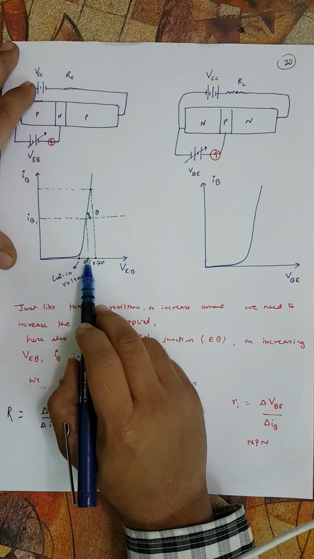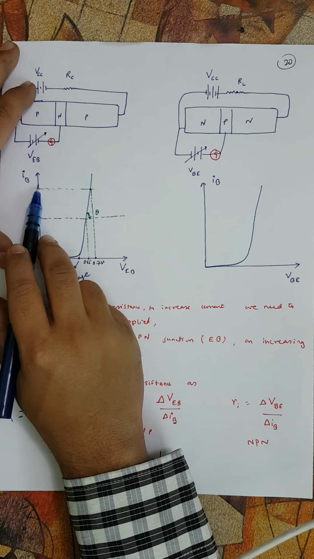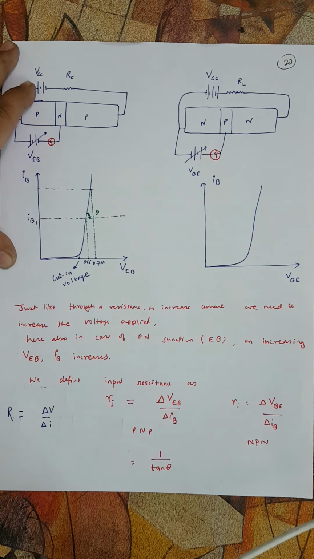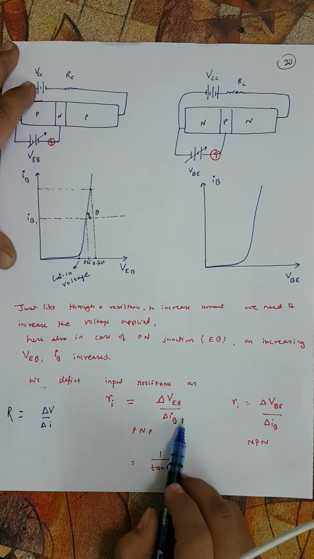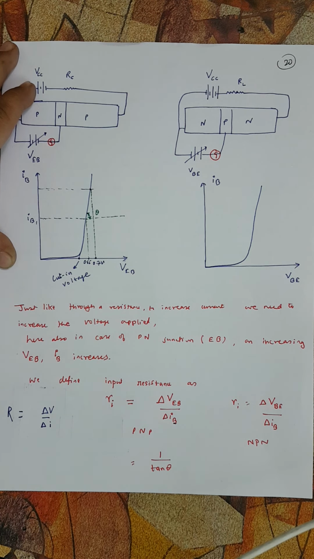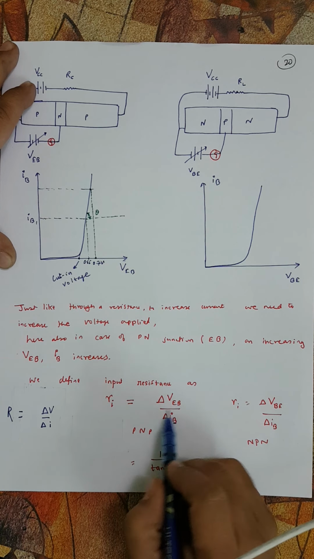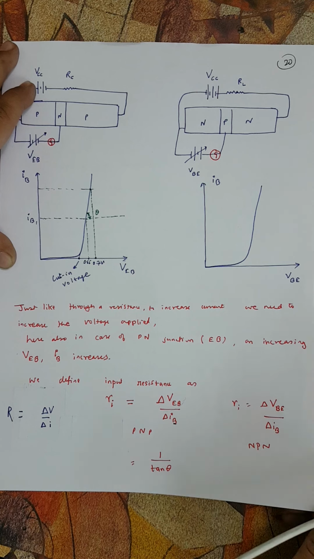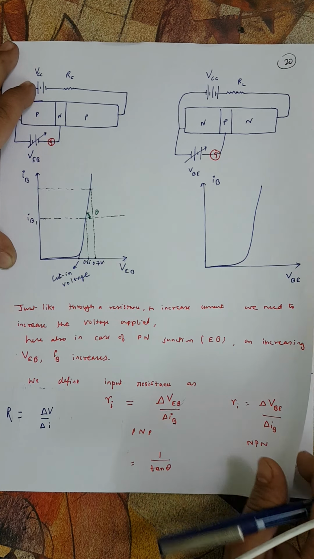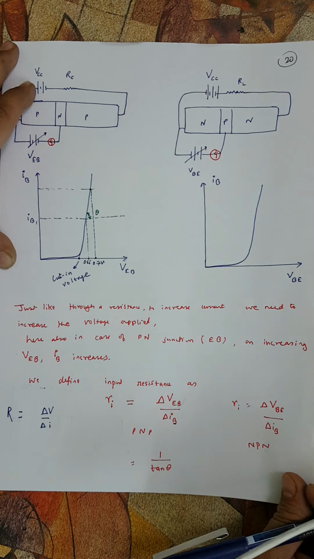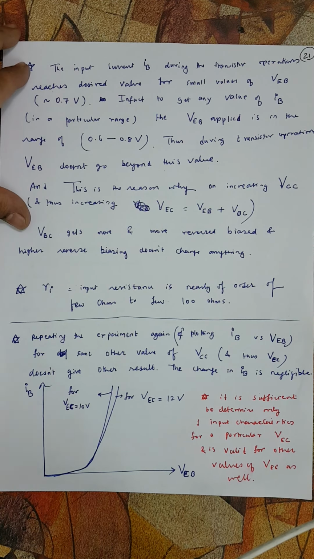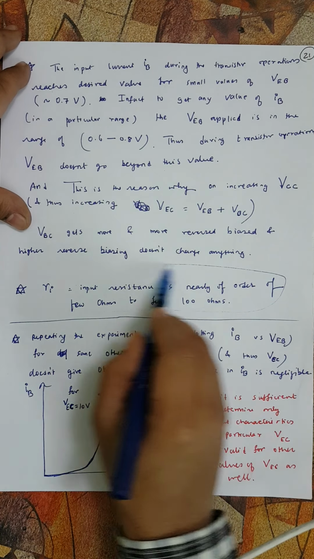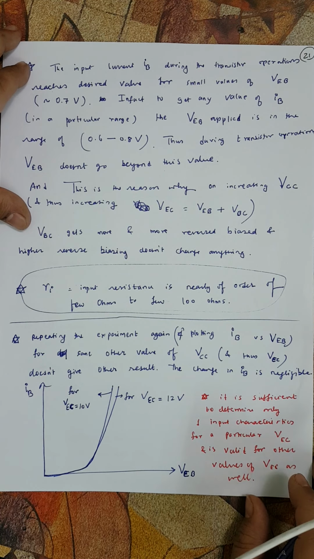Now since we know that we get a good amount of change in current for a very small increase in voltage, this required change is very small for a good amount of change in IB. That's why we say that the input resistance is very small, because no significant change in voltage is required to get a good amount of change in current. So RI is generally very small, of the order of a few ohms to a few hundred ohms, not very much.